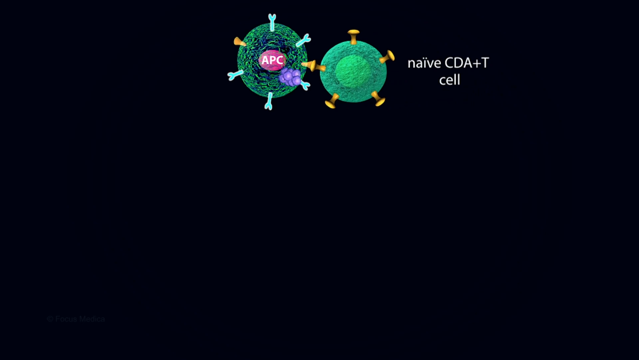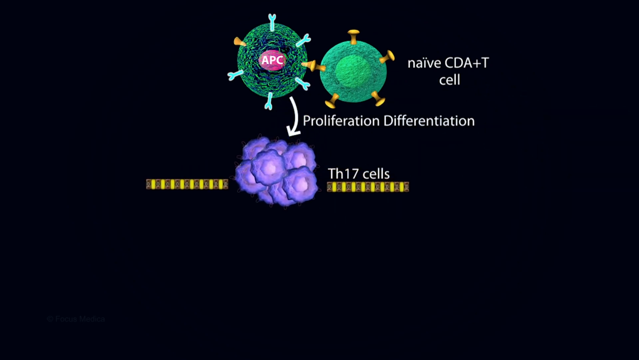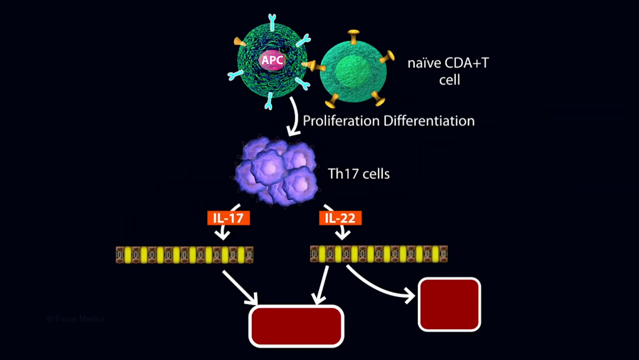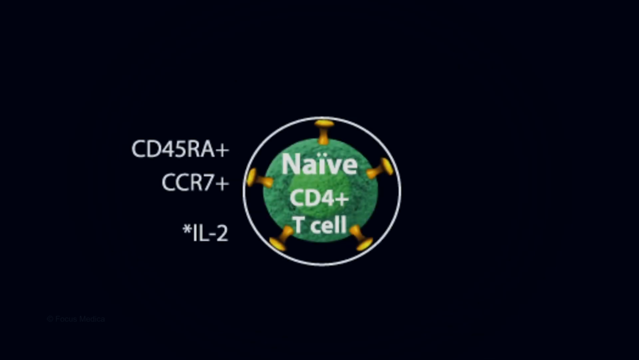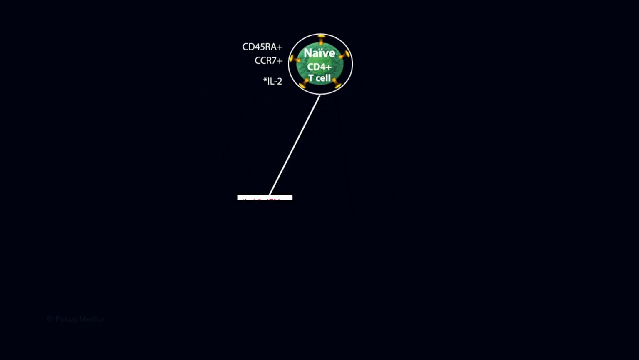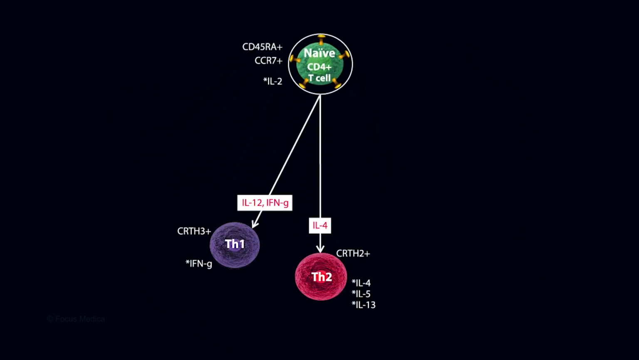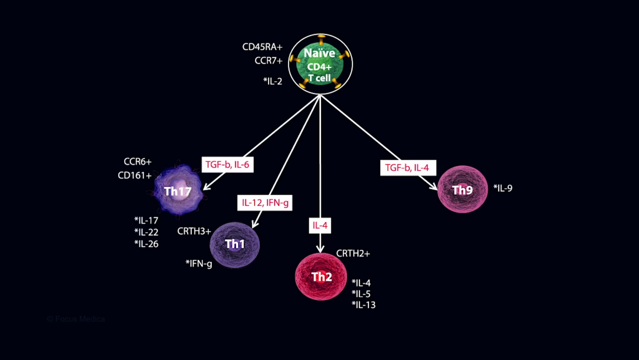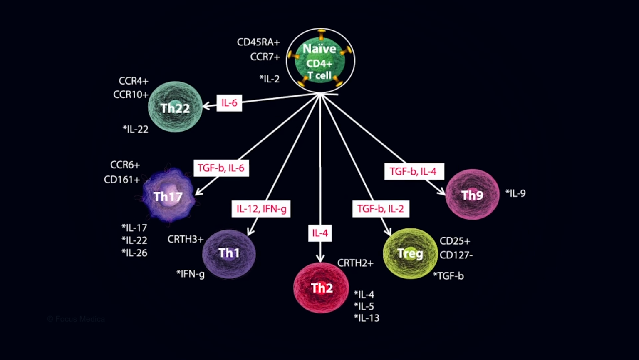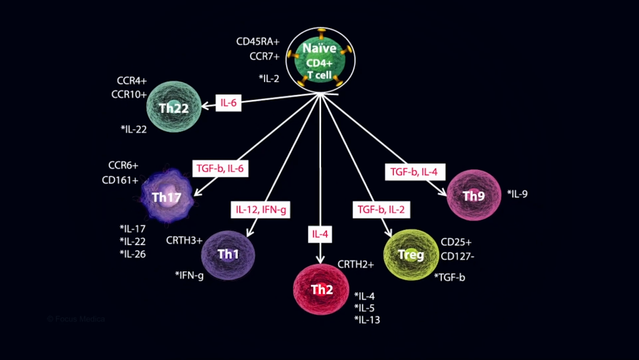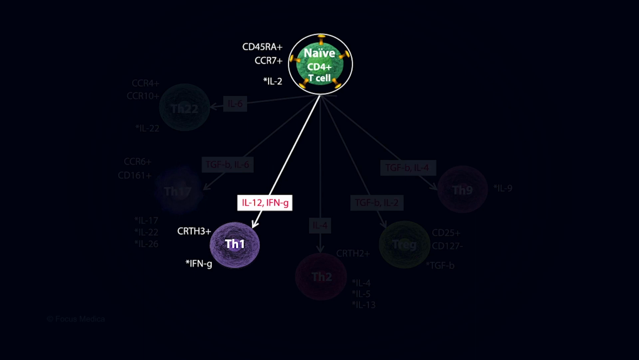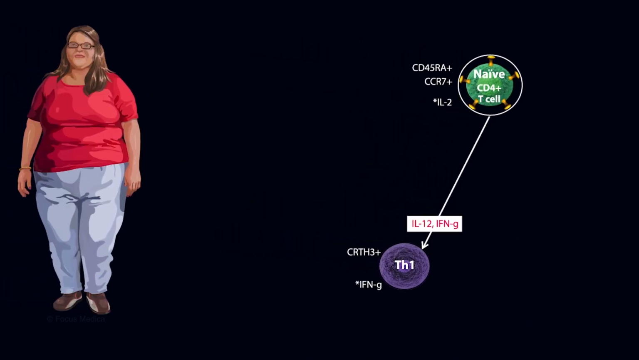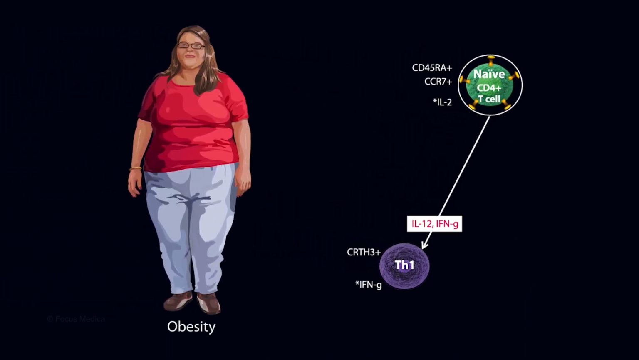A small number of Th17 cells are present in the normal healthy body that are involved in protective functions against pathogenic microorganisms. CD4 T lymphocytes form different populations: Th1, Th2, Th9, Th17, Th22, and Treg cells, which have phenotypic and functional differences. Pro-inflammatory Th1 cells produce IFN-gamma and play an essential role in the development of obesity.